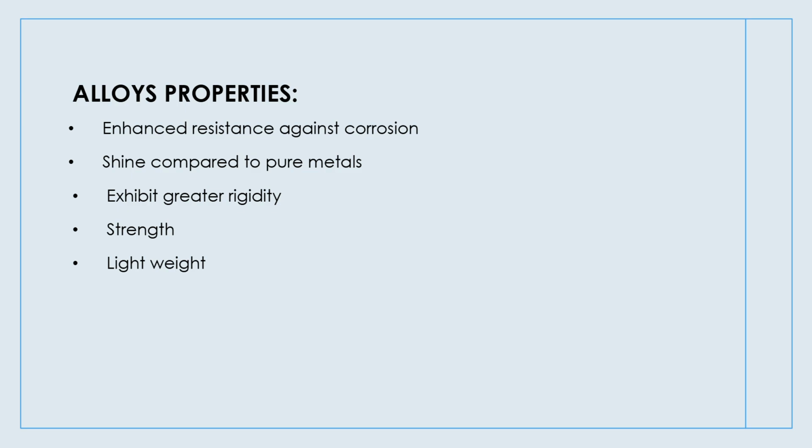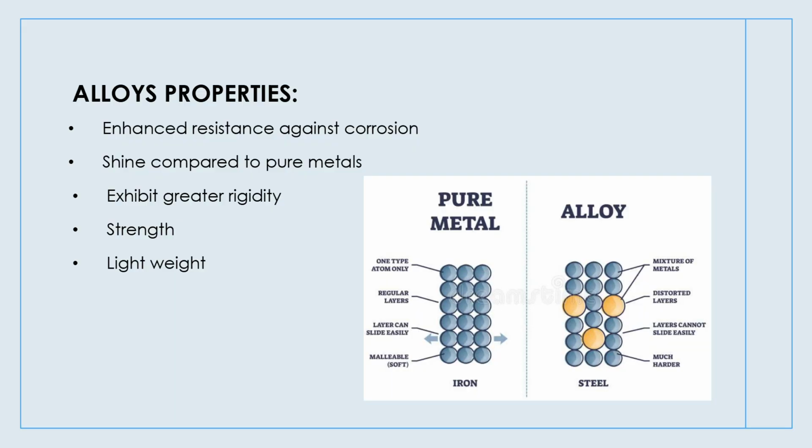It will give a shiny appearance to the pure metals, as metal itself is not very shiny, so adding the impurity, making it an alloy, gives it more shiny appearance. It will improve the rigidity, strength, and makes the compound lightweight.